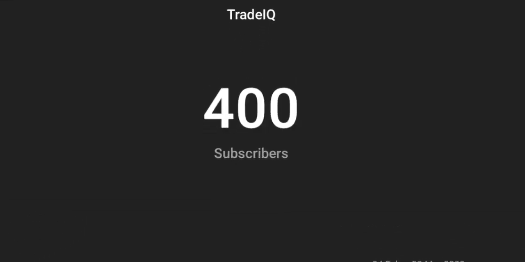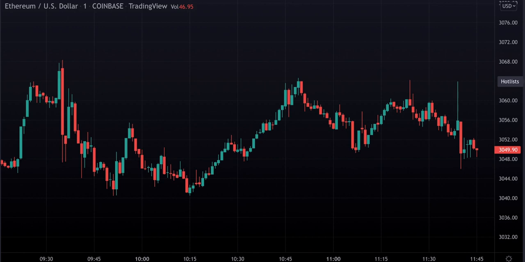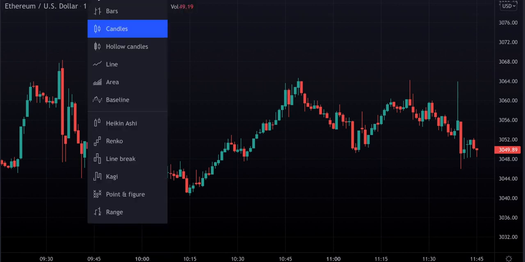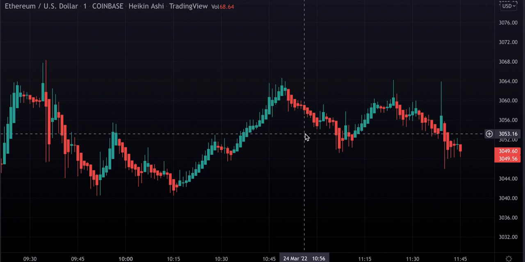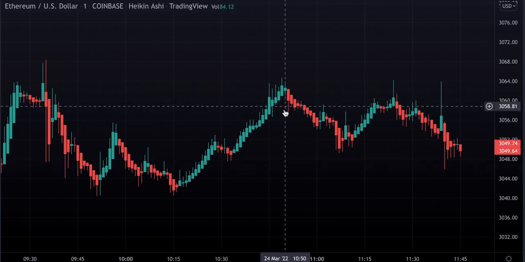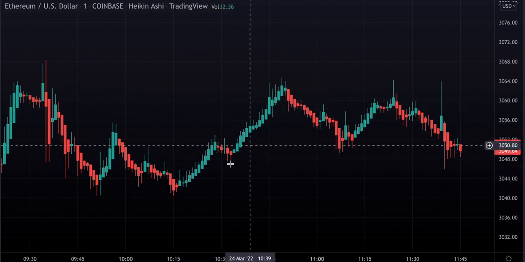We're going to backtest our strategy 100 times on Ethereum 1 minute time frame. But before we add our indicators to the chart, we need to switch our candlesticks from Japanese to Heikin-Ashi. Okay, so we can see the price is way smoother and we can easily identify the direction of the trend.